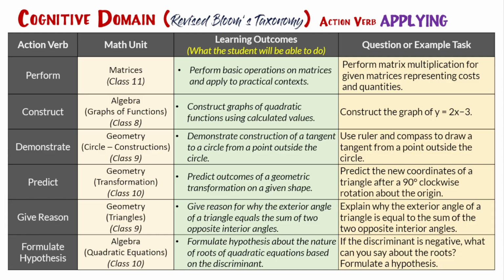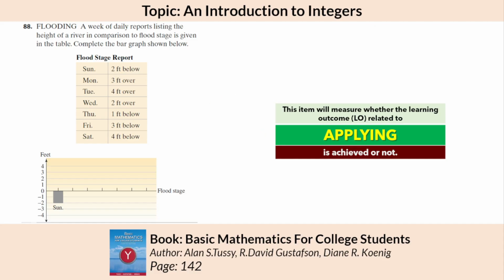Suppose I am going to teach class 9 triangles from geometry. Here I can choose the learning outcome as: the student will be able to give reason for why the exterior angle of a triangle equals the sum of the two opposite interior angles. Here the question I can ask is: explain why the exterior angle of a triangle is equal to the sum of the two opposite interior angles. Now pause the video and try to understand how to write learning outcomes related to applying. These are some of the problems from the exercise of introduction to integers.